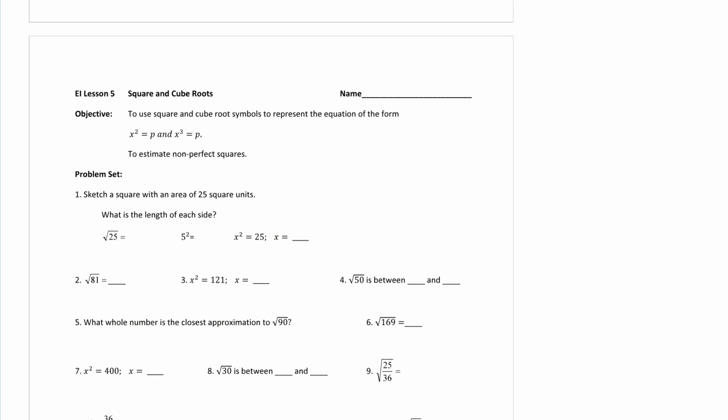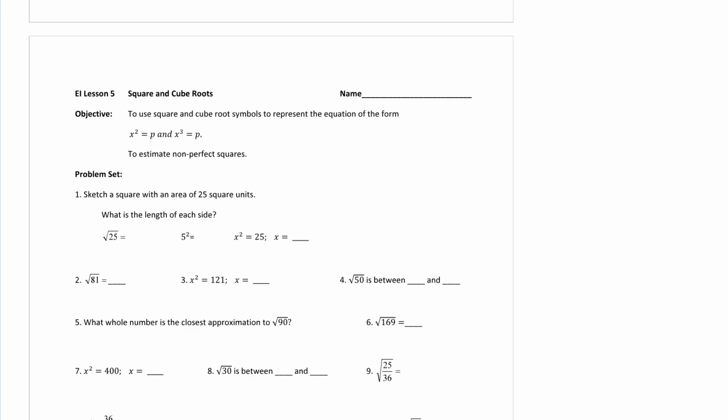Alright, here we are with square and cubed roots, EI Lesson 5. The goal of this lesson is to use square and cubed root symbols to represent the equation of the form x squared equals p and x to the third equals p to estimate non-perfect squares. The idea is that we're going to estimate squares using information from the last lesson.